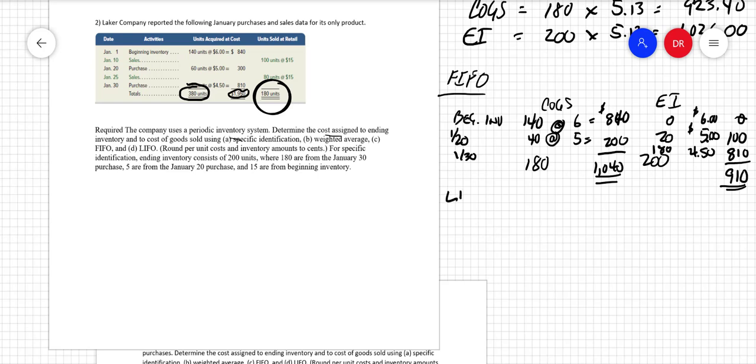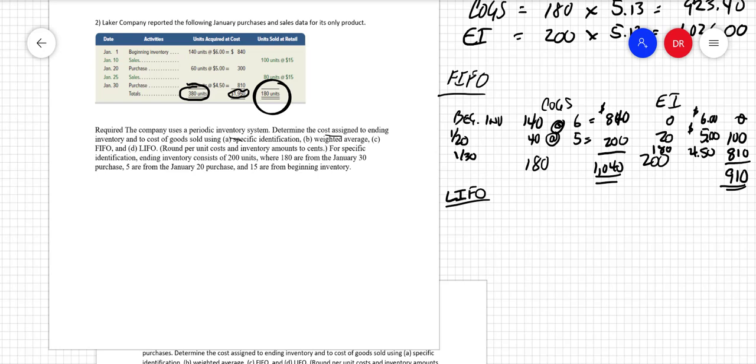Using LIFO, we're going to use the opposite assumption. Now, FIFO reflects an actual flow of goods, because if you're in a typical business, most of the goods you have an expiration date. You're going to rotate them based on the date you purchased them so that you sell them before the expiration.